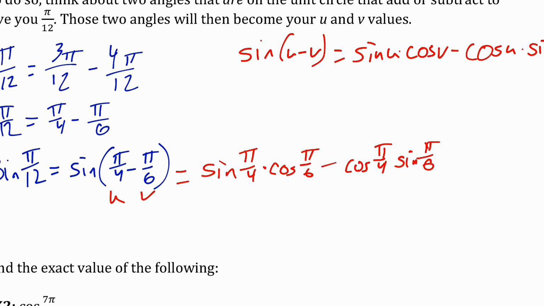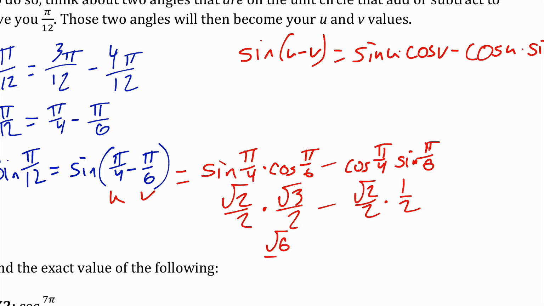Now, the sine of pi over 4, if you look at the unit circle, is the square root of 2 over 2. The cosine of pi over 6 is the square root of 3 over 2. On this other one, cosine of pi over 4 is also square root of 2 over 2, and sine of pi over 6 is 1 over 2. So we end up with root 2 over 2 times root 3 over 2. Multiply the numerators together, we get square root of 6. Denominators, 2 times 2 is 4. Minus the other one, root 2 times 1 is square root of 2. Denominator, 2 times 2 is 4.